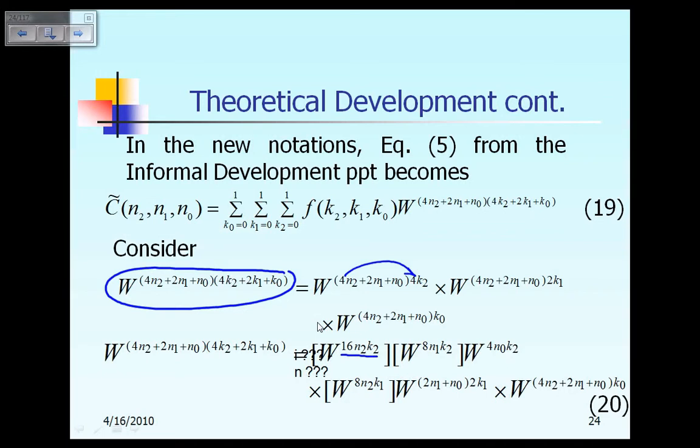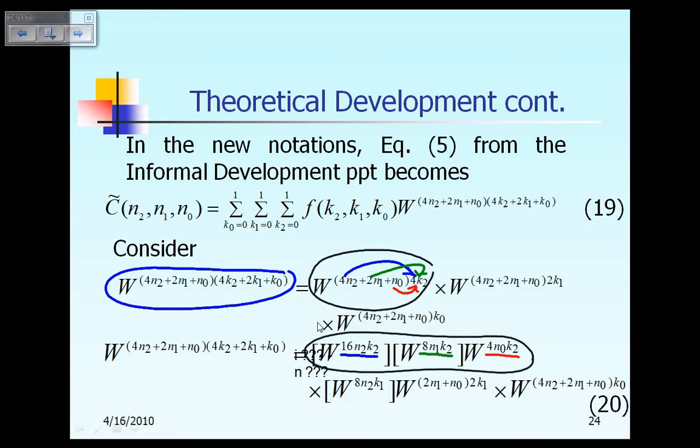And then after that, we take 2n1 times 4k2. That will give you 8n1 times k2. And then finally, if you take n0 times 4k2, that will give you 4n0k2. So all I did so far is expand this term right there, W raised to that power. That term that I just circled is equivalent to the product of these three terms.